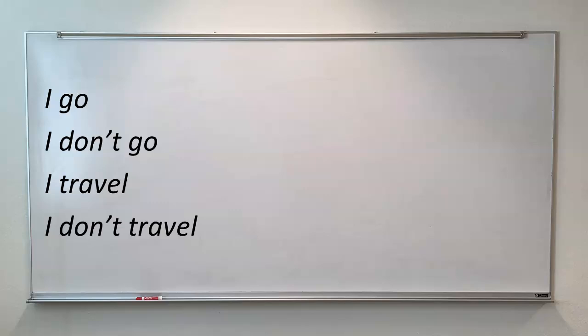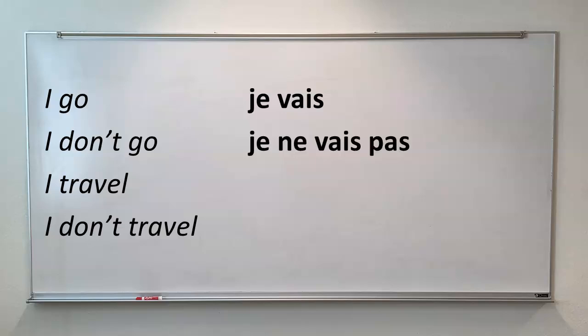How about go? Go is the verb aller. It's an irregular verb, excuse me. And we actually haven't had aller in this course yet. It's coming up very soon. So I go is je vais. It's irregular because you have to memorize the forms. You can't predict them like you can with regular verbs. Okay, so I don't go. You can easily negate this. Just the ne pas around the vais. So je vais, I go, I don't go. Je ne vais pas.